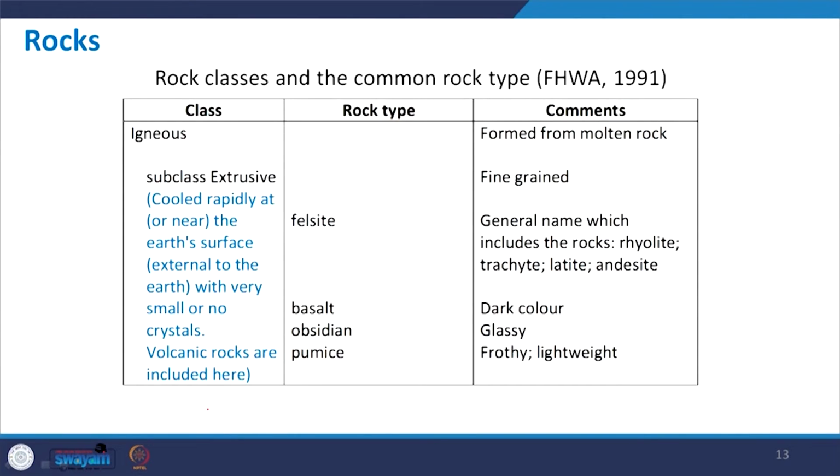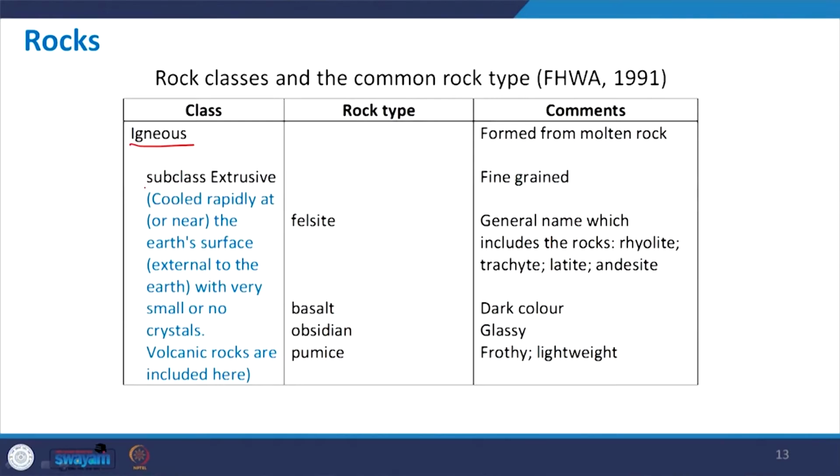Now, as we discussed the different mineral groups and minerals, let us have some discussion on different rock classes and the common rock types. First of all, we will have the igneous rock class. This is divided into two subclasses based on how and where it cools. So, the first one is the subclass extrusive. That means extrusive igneous rock. See how its definition is.